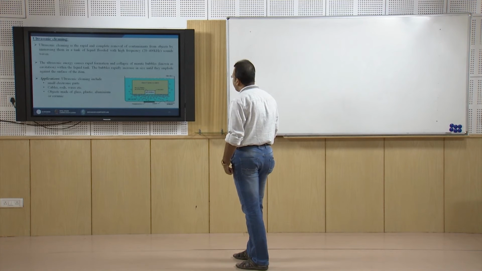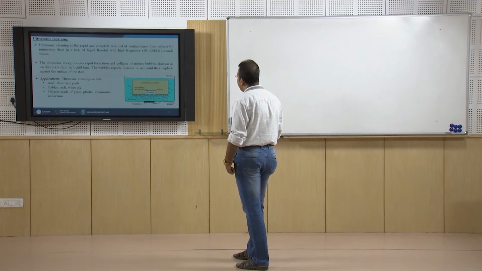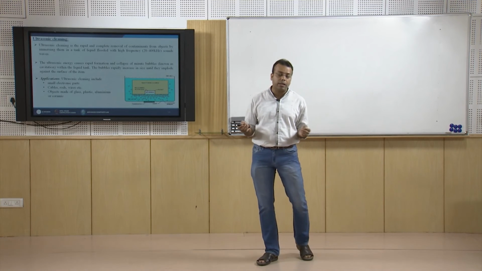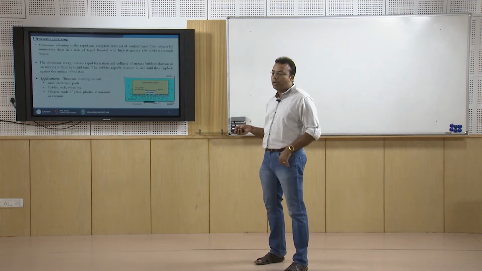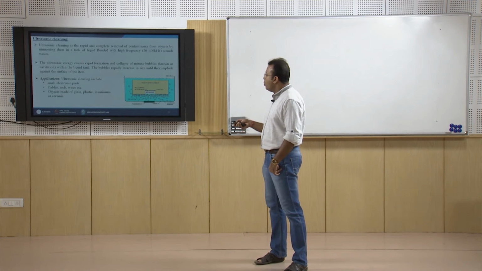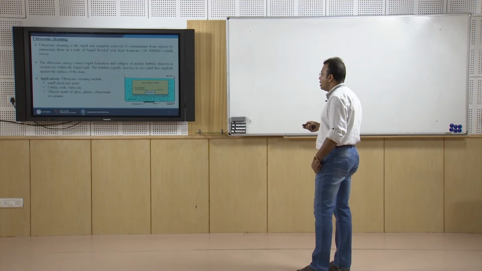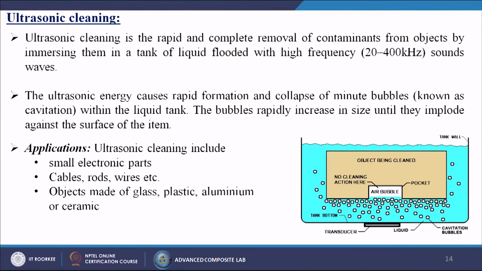So, we are generating certain kinds of bubbles inside the liquid by ultrasonic motions or vibrations, and then those bubbles hit your object or material surface, by which we do the cleaning of our particular material surface. What are the applications? Ultrasonic cleaning includes small electronic parts, cables, rods and wires, and objects made of glass, plastic, aluminum or ceramics.